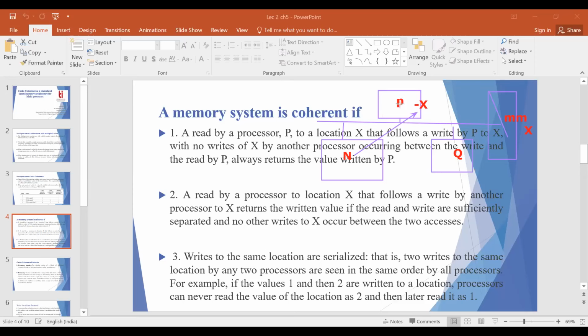And lastly, it says that two or more writes to the same location. Say P has written to X and then N has also written to X. And then when Q wants to read the value of X, what should happen? Should it skip values or should it see the values in the same order?